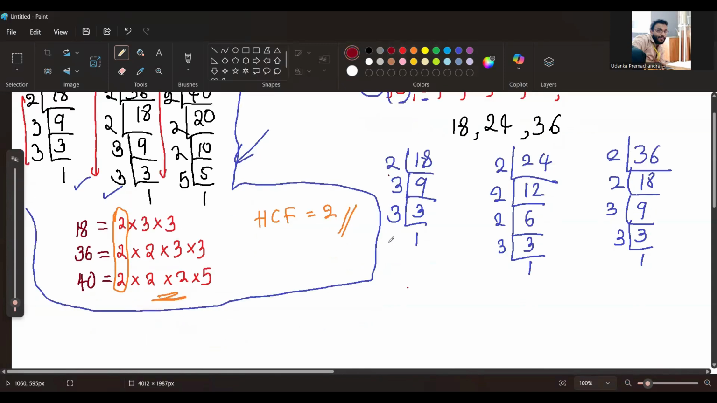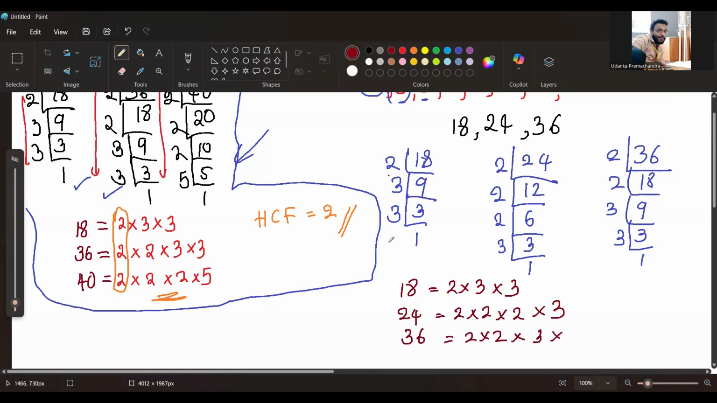If you consider 18, you can write it as 2 into 3 into 3. If you consider 24, it should be 2 into 2 into 2 into 3. If you consider 36, it should be 2 into 2, 3 into 3.